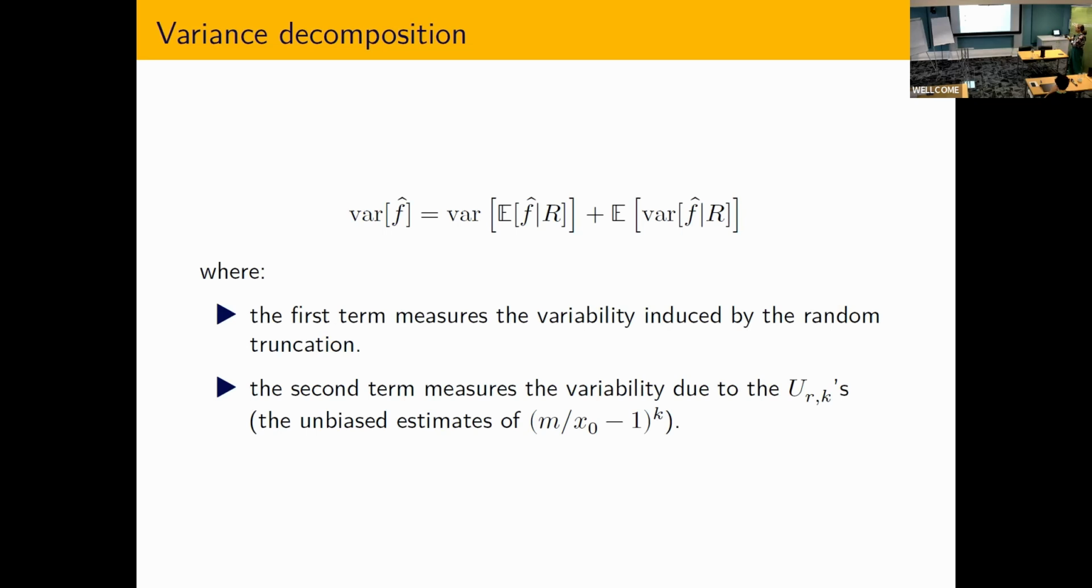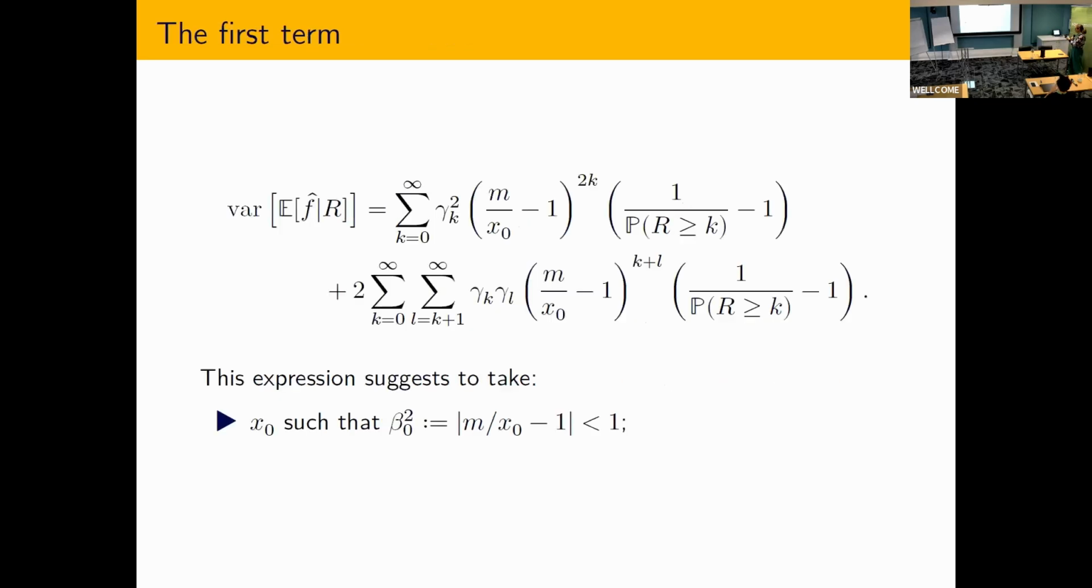Okay, let's focus on the first term. So this term, I'm just putting the expression up there, is not particularly important besides the fact that there is no URK. So this does not depend on your choice of URK at all. It only depends on R through this tail probability up there. So if I define beta 0 to be this quantity, well, I need x0 to satisfy this condition. If this condition is not satisfied, the Taylor expansion does not exist. So it's not even a problem of random truncation. It's a problem of making sure that the infinite sum converges.